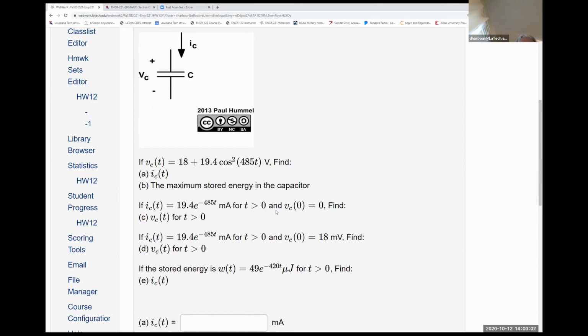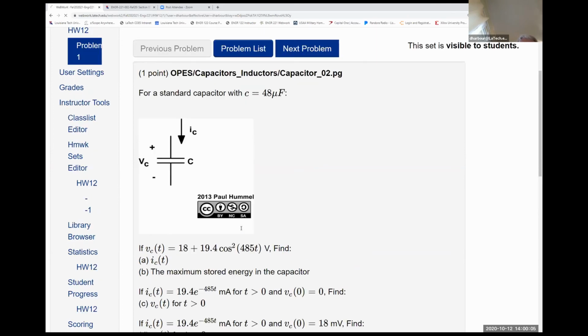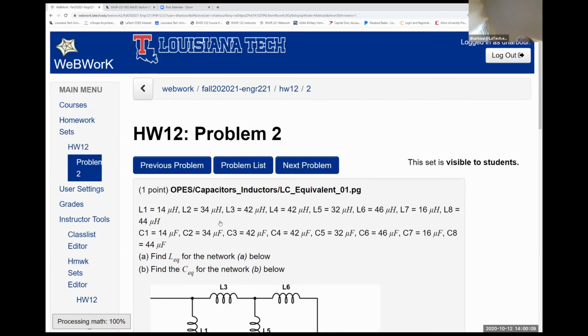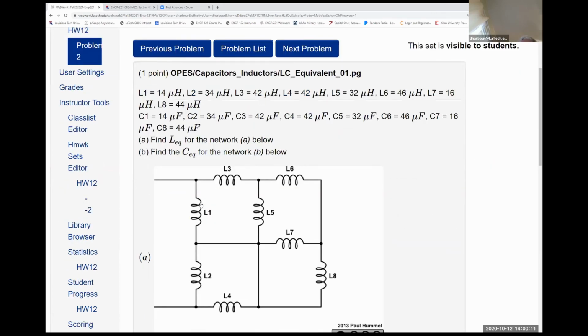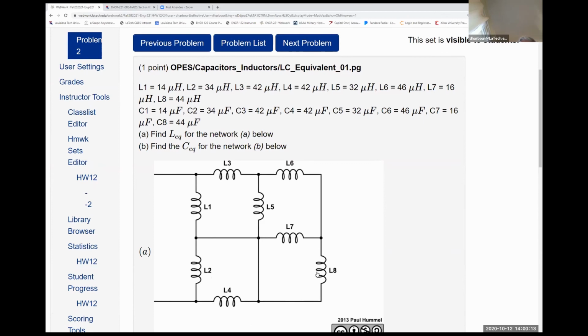Then the rest of those are exponentials, and that's not too bad. Then equivalent inductance here, going back to the old way where inductors combine just like resistors, and then that same layout with capacitors.